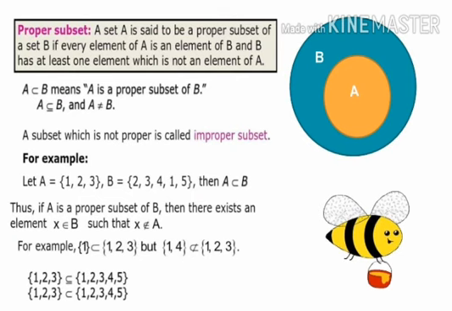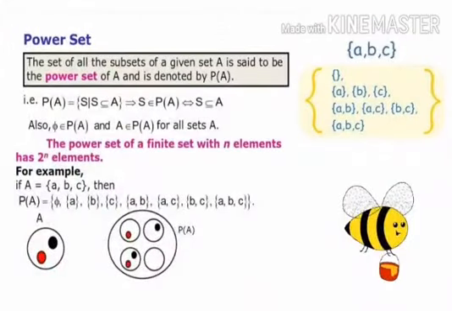For example, let A = {1, 2, 3} and B = {2, 3, 4, 1, 5}. Then A is a proper subset of B. Thus, if A is a proper subset of B, then there exists an element x belonging to B such that x does not belong to A. For example, {1} is a proper subset of {1, 2, 3}. But {1, 4} is not a subset of {1, 2, 3}. Here are also some more examples and you can find them.